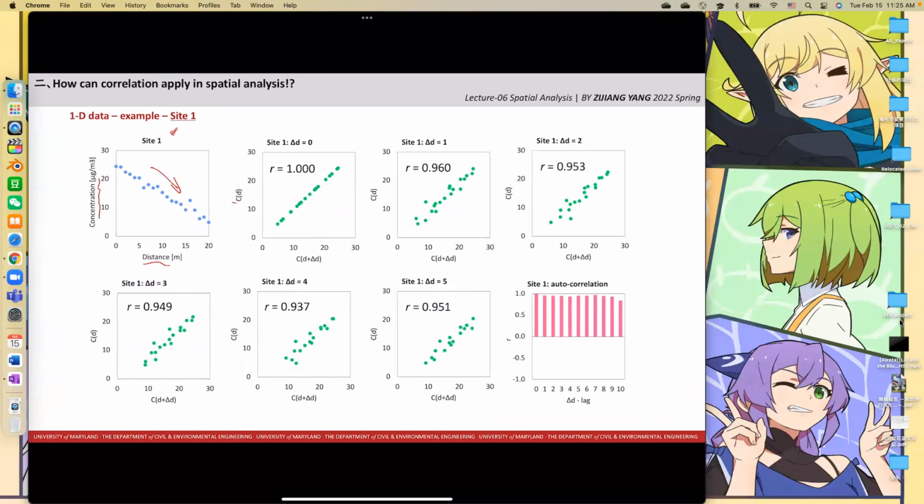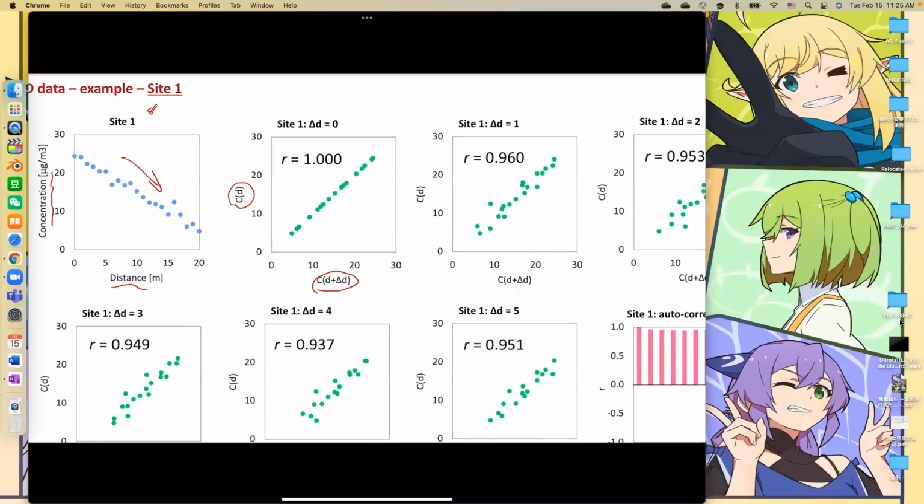And for the first one, this is CD, and this is CD plus delta D. Delta D is 0, so this is the data of itself, and we can see they are on a perfect straight line. So basically, we are plotting the data of itself as a scattered plot, and they are perfectly on a straight line. And the correlation coefficient equals 1 for sure.